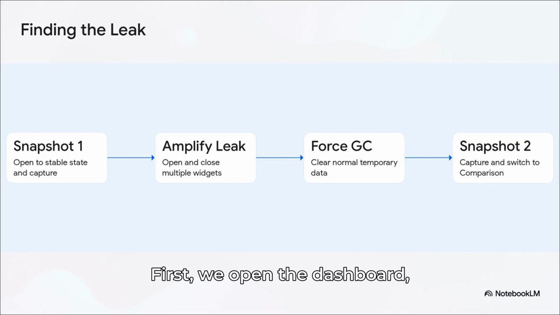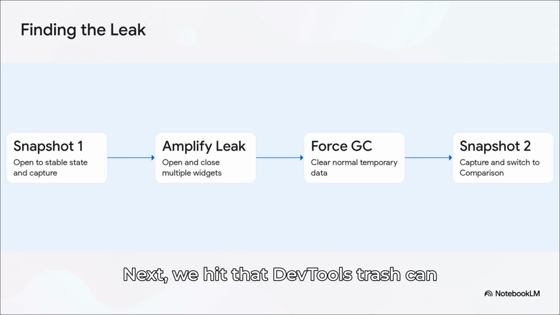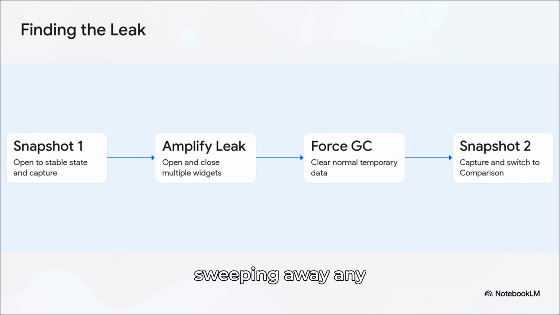First, we open the dashboard, let it stabilize, and take snapshot 1. Then, we play the role of the end user. We aggressively open and close multiple data widgets, maybe 5 to 10 times, to really amplify that leak and make it obvious. Next, we hit that DevTools trash can to force a garbage collection, sweeping away any normal, temporary data. Finally, we take snapshot 2 and jump straight into the comparison view.